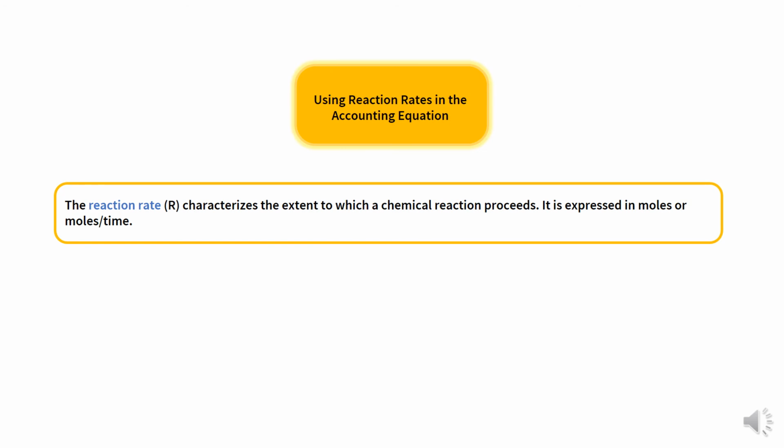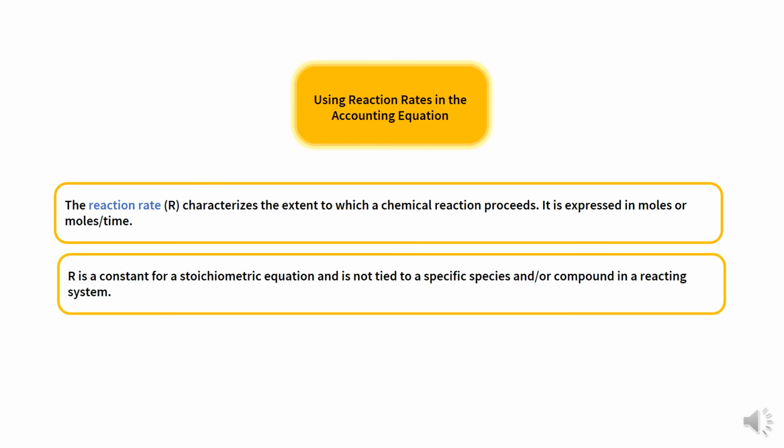And in a system with a chemical reaction, commonly we know the reaction rate. The reaction rate characterizes the extent to which a chemical reaction proceeds, and it is expressed in moles or moles per time. The reaction rate is a constant for a stoichiometric equation, and it is not tied to a specific species or compound in the reacting system.